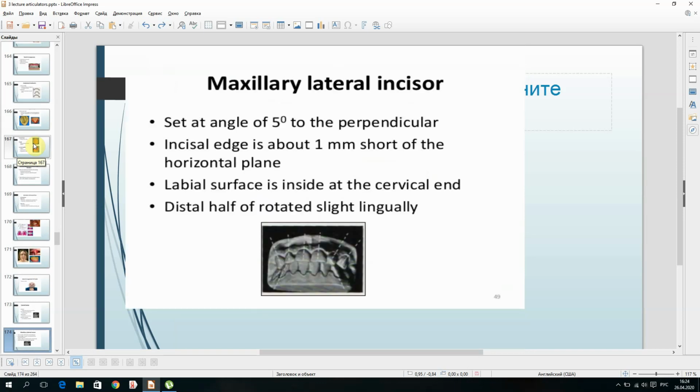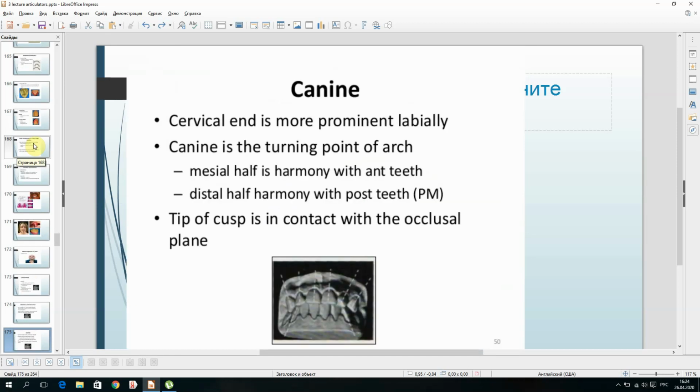The rotation of the long axis varies depending on arch form. Maxillary lateral incisor is set at an angle of 5 degrees to the perpendicular. Incisal edge is about 1 mm short of the horizontal plane. Labial surface is inclined at the cervical end. Distal half is rotated slightly lingually. Canine: cervical end is more prominent labially. Canine is the turning point of the arch. Mesial half is in harmony with the anterior teeth. Distal half is in harmony with the posterior teeth. Tip of cusp is in contact with the occlusal plane.